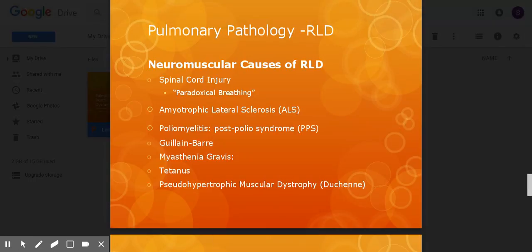There are also neuromuscular causes of restrictive lung dysfunction. The most significant being spinal cord injury. Depending on the level of the spinal cord injury, you're going to see a loss of typical muscles used for breathing, and you will see a loss of chest wall control. That loss of chest wall control can lead to what is described as paradoxical breathing.